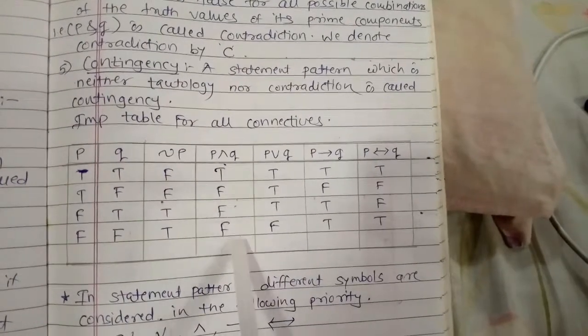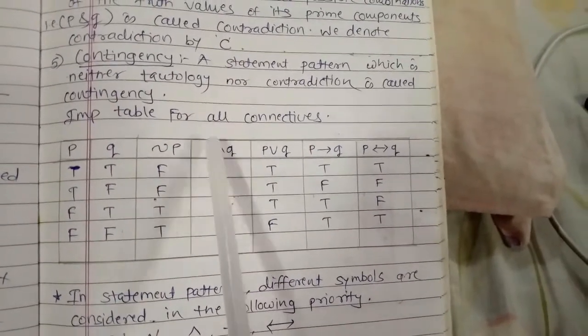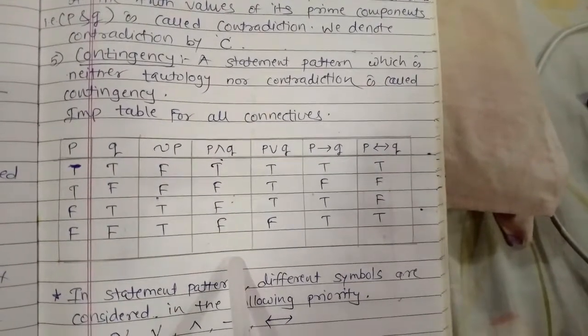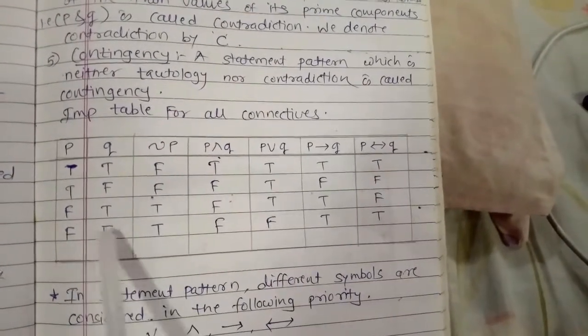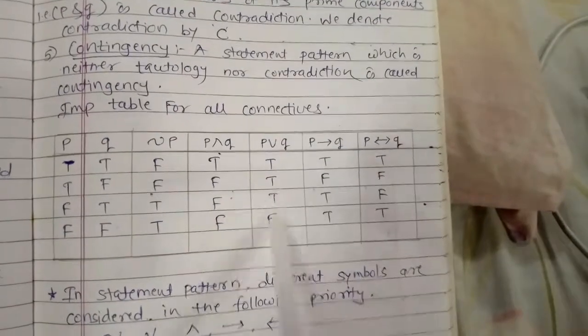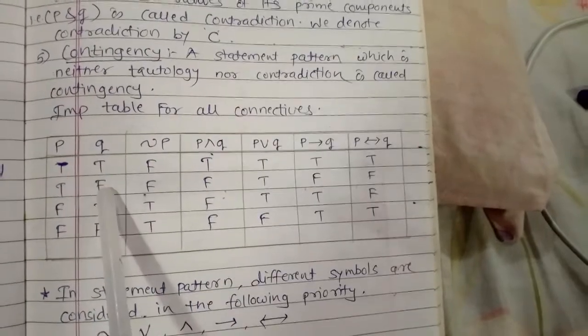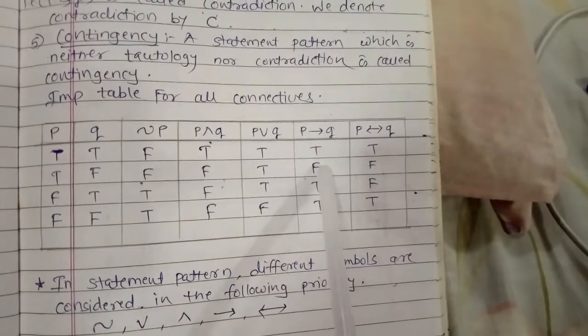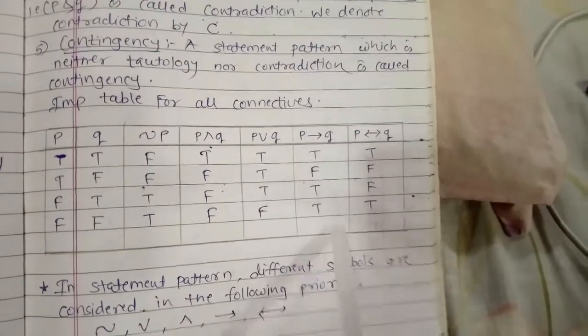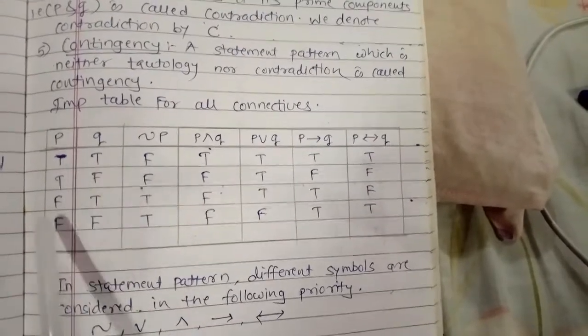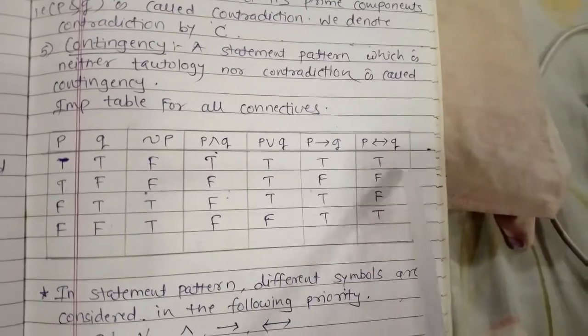You know what is meant by the conjunction. Conjunction means if both the values are true, then it is true, otherwise it is false. In disjunction, if both the values are false, then it is false, otherwise it is true. In conditional, if the first statement is true and the second one is false, then it is false, otherwise it is true. And in biconditional, if both the values are the same, that is either TT or FF, then it is true, otherwise it is false. So you can remember all tables in one table.